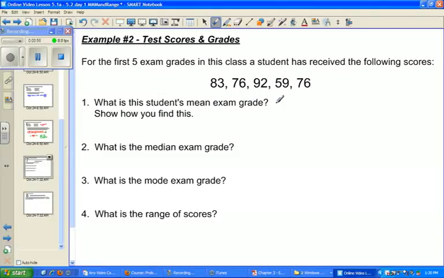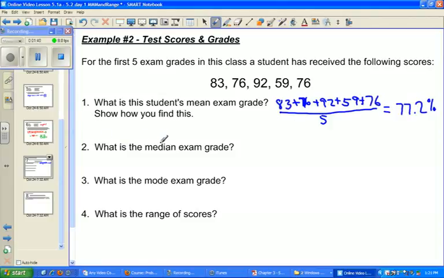To average, you know that you should add the numbers together. So I'm going to write this out. 83 plus 76, plus 76, plus 92, plus 59, plus 76. I'm going to add them all together and divide by how many there are. There are 5 scores so far. Add them all up and divide by 5, and you'll find that the average test score for this student right now is 77.2. Okay, 77.2% is the average test score. So their average is in the C plus range.